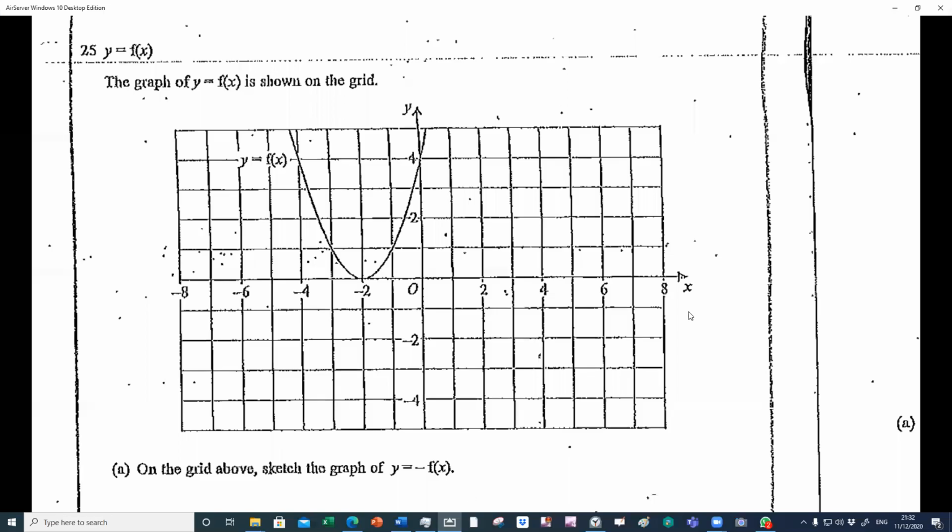Right, let's just read that again for me, please, Abdullah. The graph of y equals f of x is shown on the grid. On the grid above, sketch the graph of y equals minus f of x.